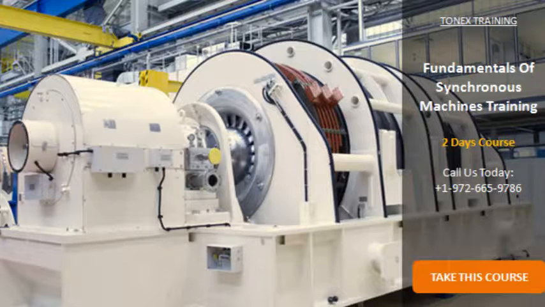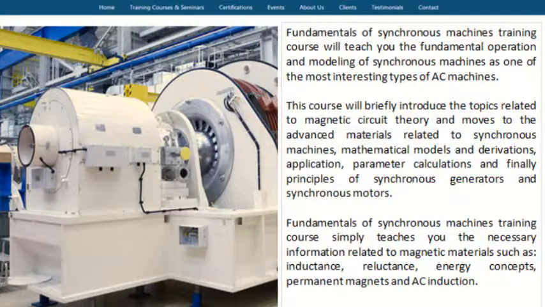The Fundamentals of Synchronous Machines Training course will teach you the fundamental operation and modeling of synchronous machines as one of the most interesting types of AC machines. This course will briefly introduce the topics related to magnetic circuit theory and moves to the advanced materials related to synchronous machines, mathematical models and derivations, application, parameter calculations, and finally principles of synchronous generators and synchronous motors.